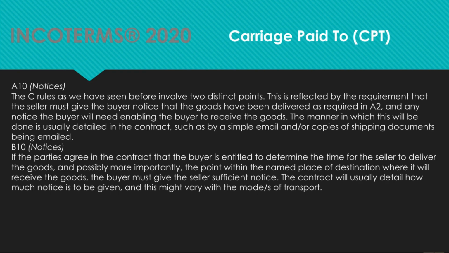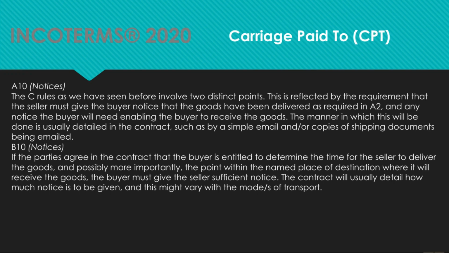This is reflected by the requirements that the seller must give the buyer notice that the goods have been delivered as required in A2, and any notice the buyer will need enabling the buyer to receive the goods. The manner in which this will be done is usually detailed in the contracts, such as by a simple email and/or copies of shipping documents being emailed.